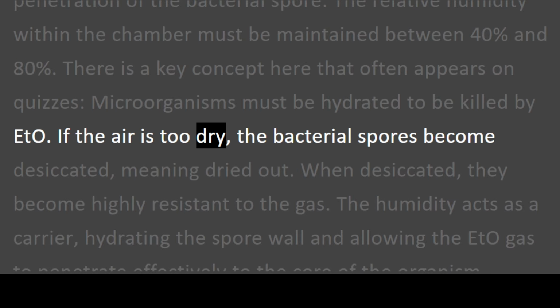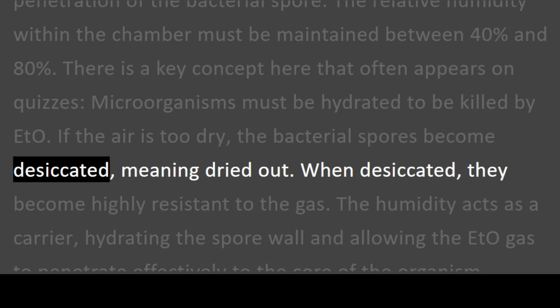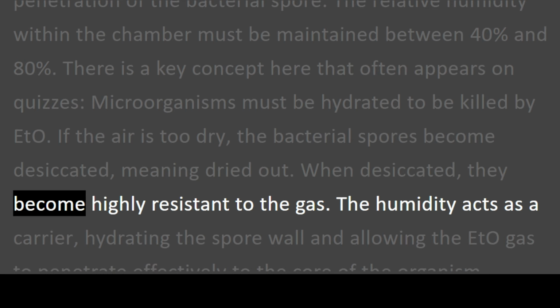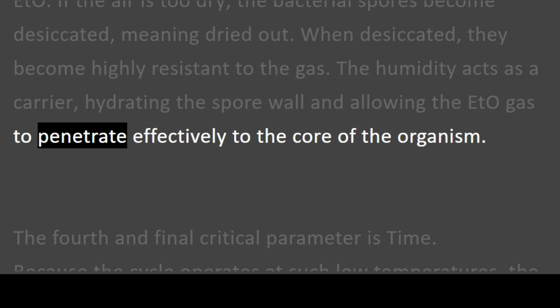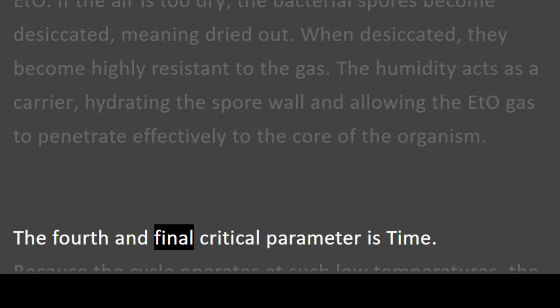If the air is too dry, the bacterial spores become desiccated, meaning dried out. When desiccated, they become highly resistant to the gas. The humidity acts as a carrier, hydrating the spore wall and allowing the ETO gas to penetrate effectively to the core of the organism. The fourth and final critical parameter is time.